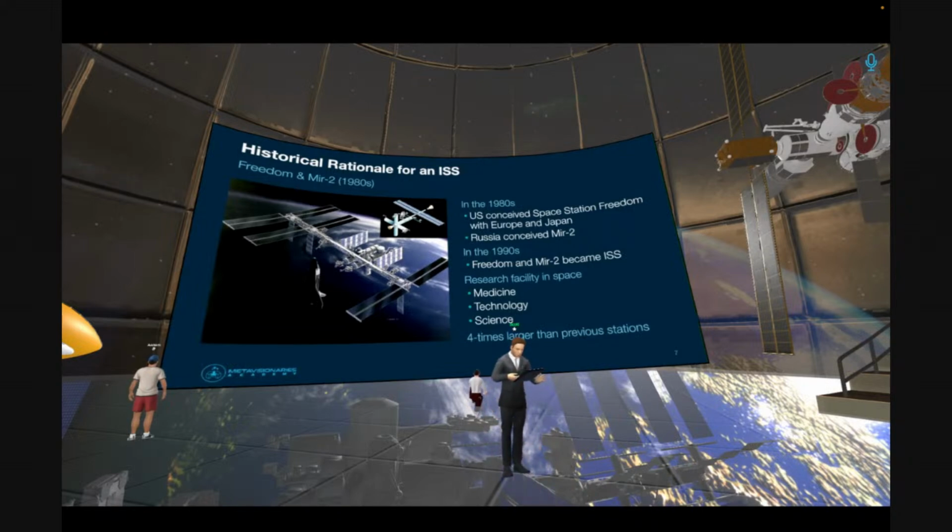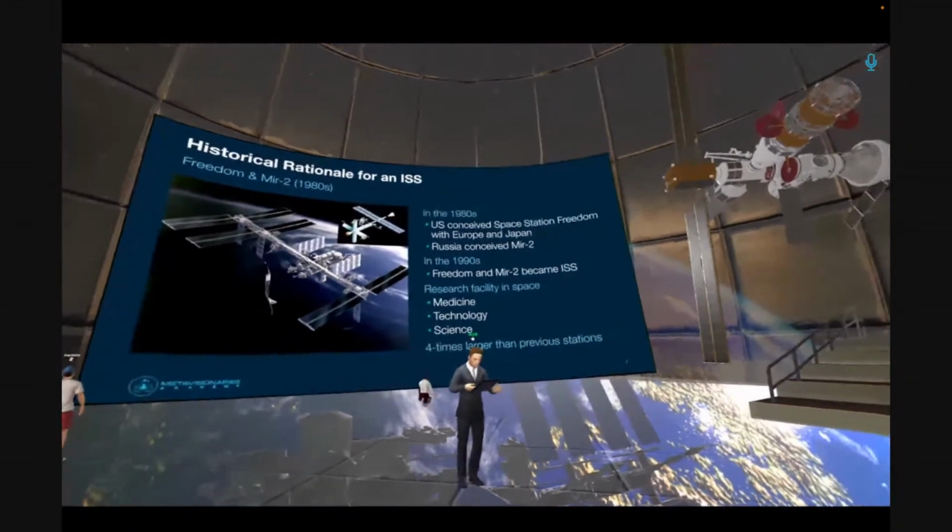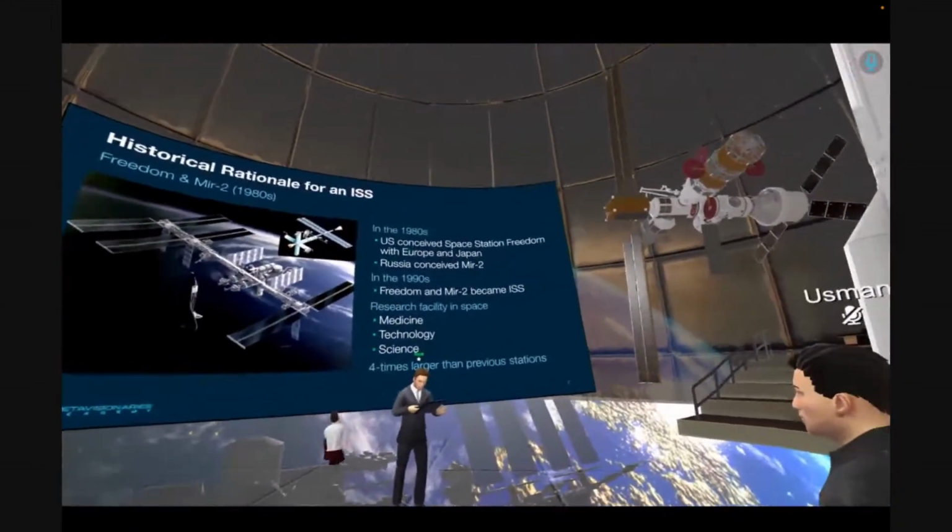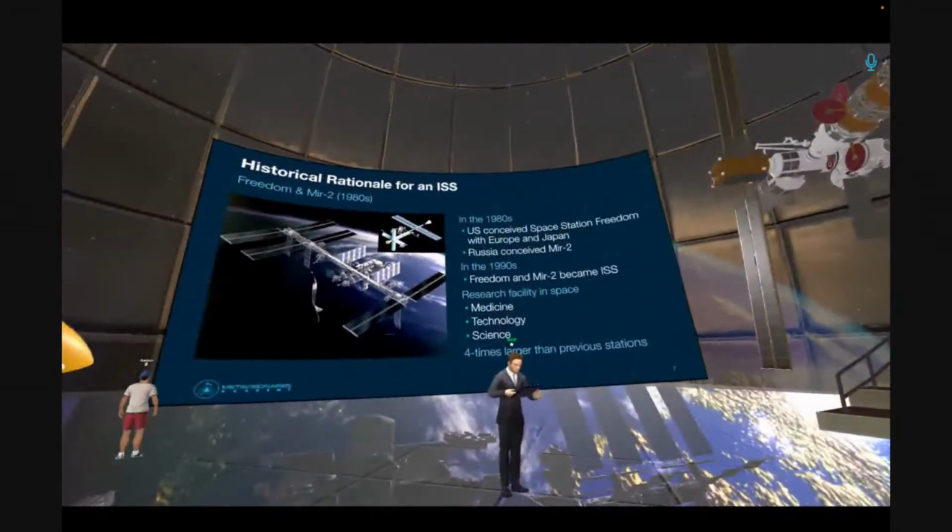But in the 1990s, Russia and the US decided to combine their efforts. And so the Freedom space station, shown in the big picture, and the Mir 2 space stations, shown in the small picture, were effectively combined to become the International Space Station. And through this partnership, it became the preeminent research facility in space to do medicine, technology, and science research. And so that leads to the question, what actually is the International Space Station?